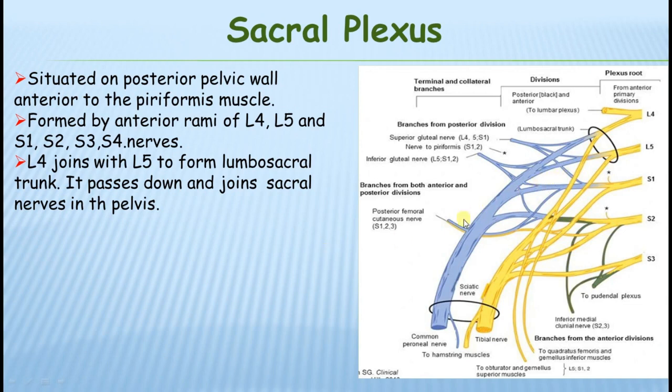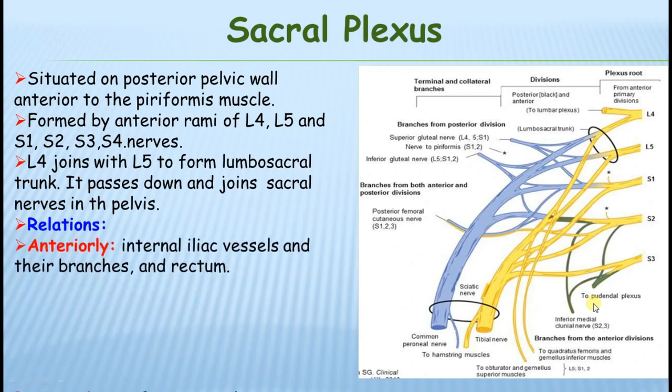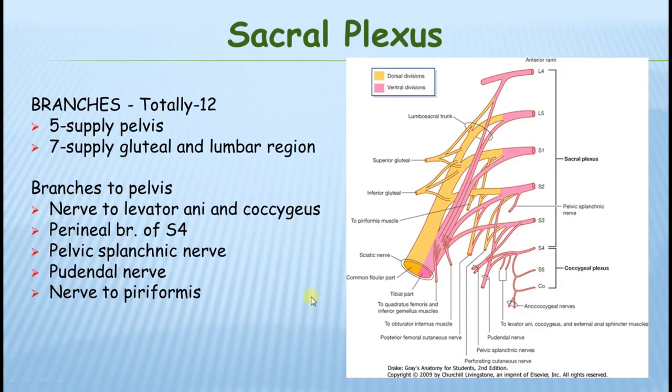And then what happens? The branches of the sacral plexus. So it gives branches, and one of the terminal branches of the sacral plexus is the sciatic nerve, and the other terminal branch is the pudendal nerve. Anteriorly it is related to the internal iliac vessels, and it is present in front of the piriformis muscle, which we have seen in the last picture.